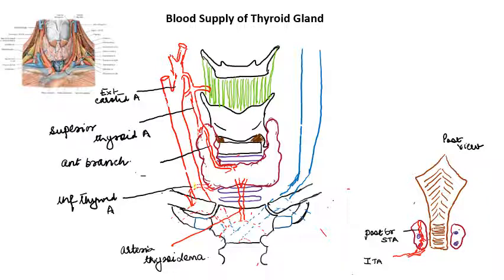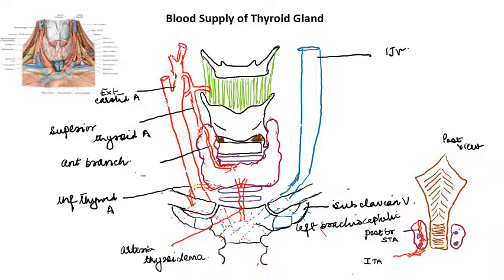So let's label the parts. This is going to be the internal jugular vein. This is the subclavian vein. This is the left brachiocephalic vein. All right. This area got a little messy, so when you draw, please draw it a little straighter.